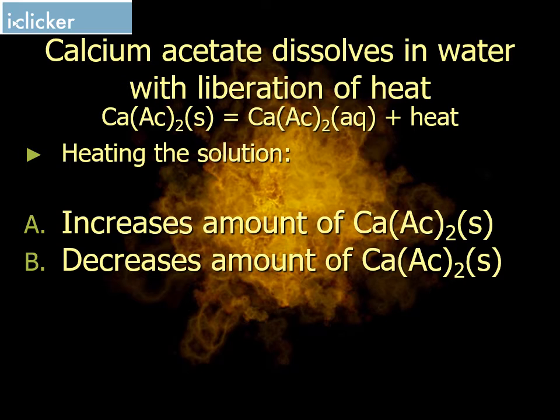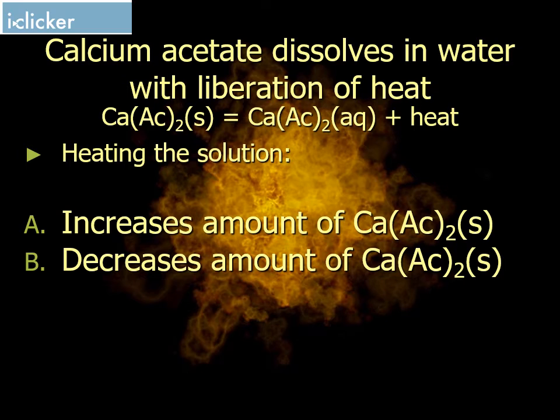So here's a system at equilibrium. This is actually a dissolving example, but it's exactly the same. So I got calcium acetate in the solid state on the left, and calcium acetate in solution on the right. It's an exothermic process. So what would happen if I were to raise the temperature or heat the solution? Which way would it go? Would A, increase the amount of calcium acetate solid, or B, decrease it?